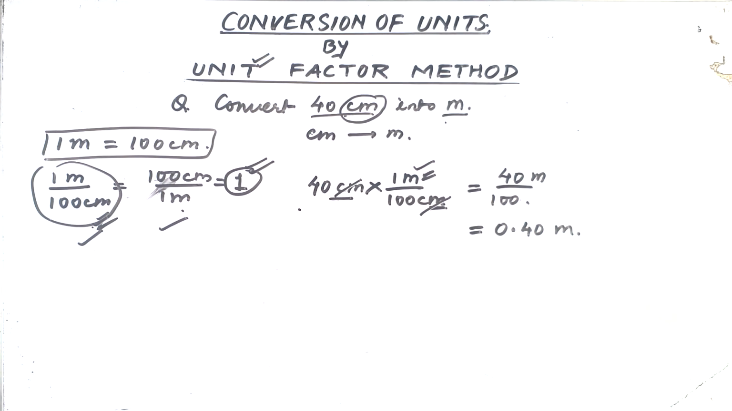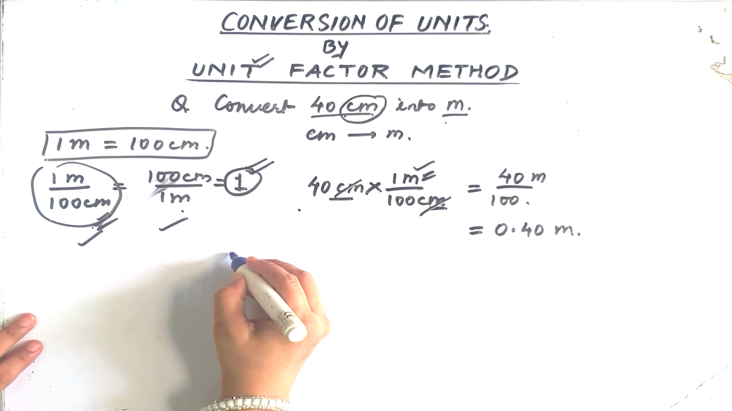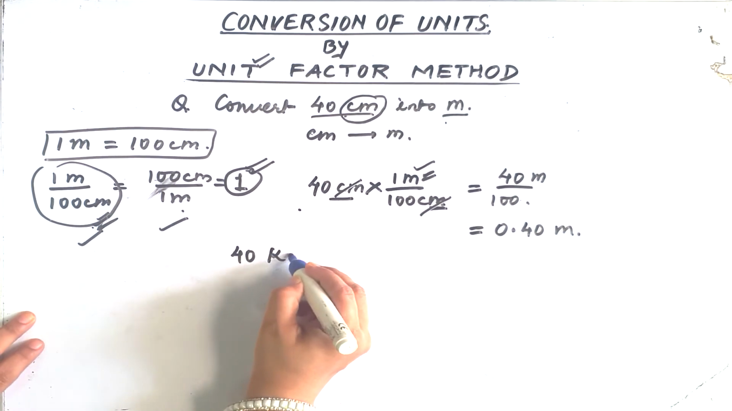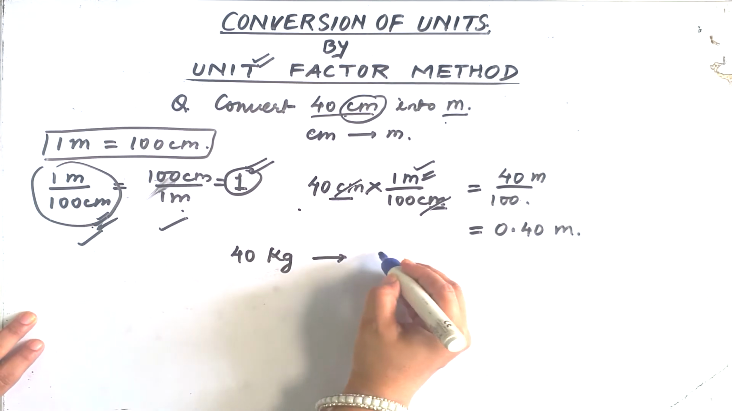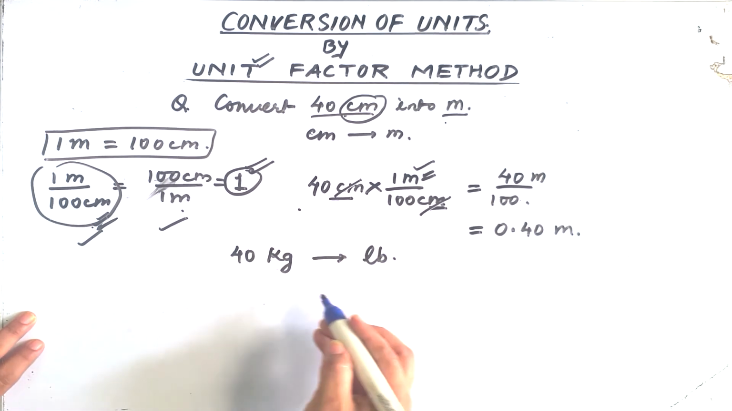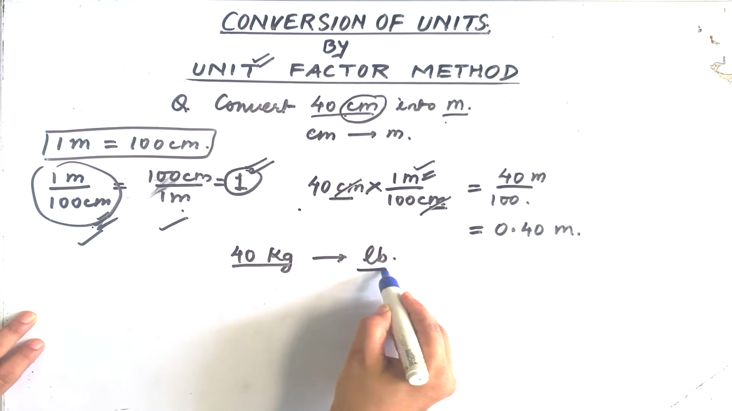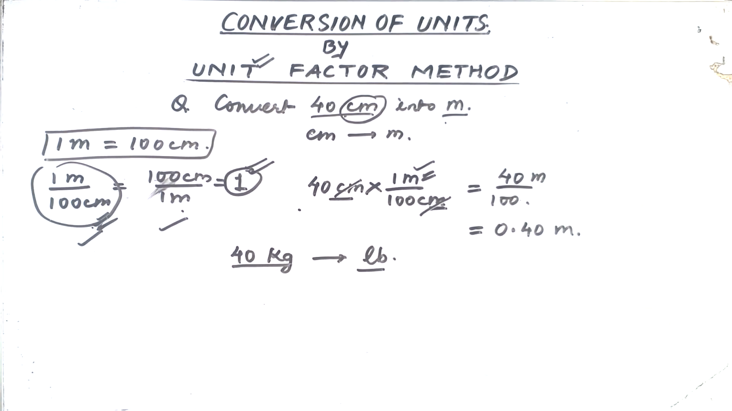In the same way, suppose this time I am taking 40 kilogram and you have to convert it into pounds. So I am going to convert 40 kilogram into pounds. First of all you need the relationship between the kilogram and the pound.